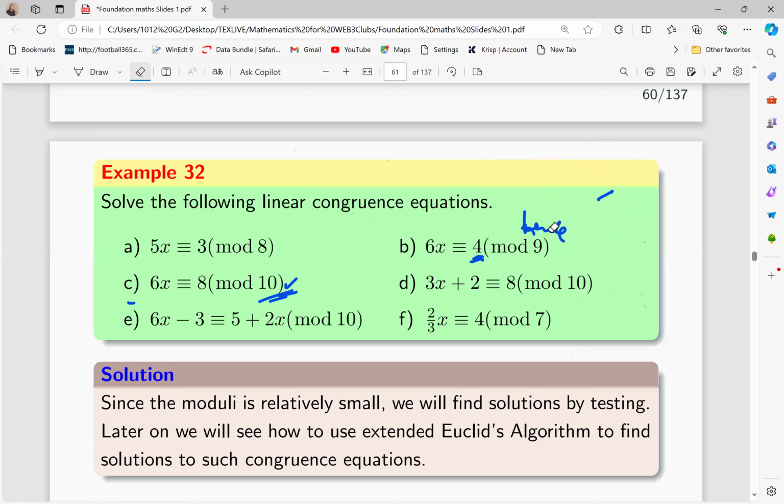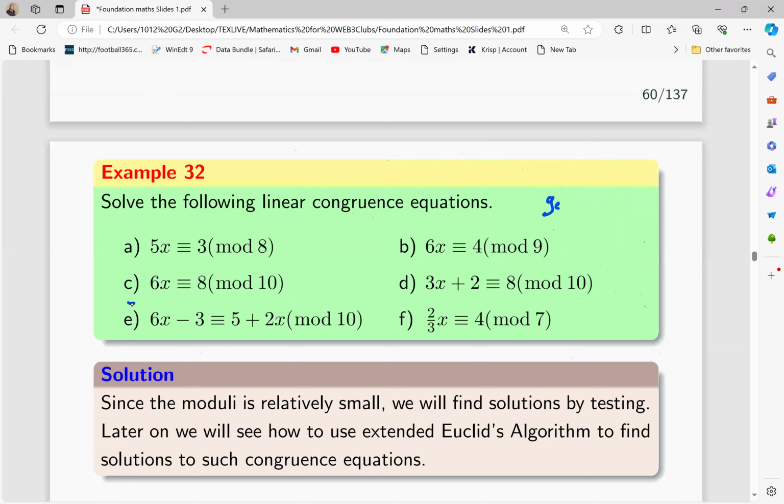So now let's take this C. The GCD of 6 and 10 is 2, and 2 divides 8, hence it has 2 solutions. Now you see, for this one, it's easier to say the GCD. It's easier to see that the GCD is 2.